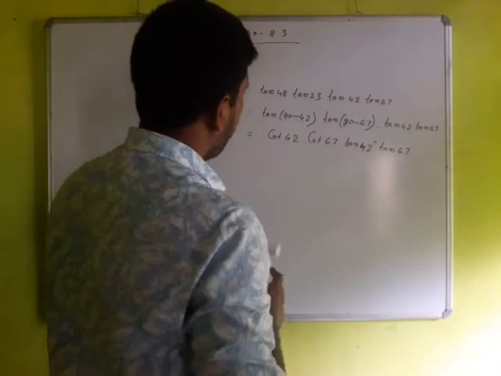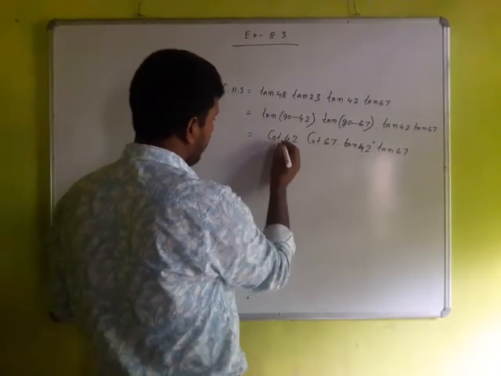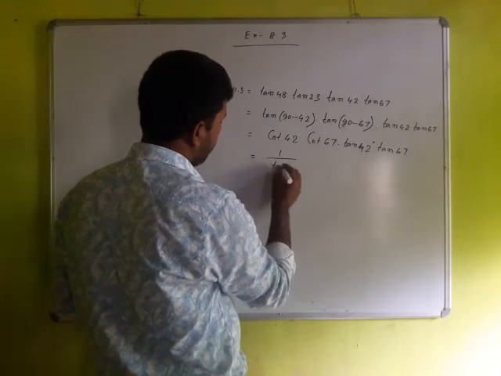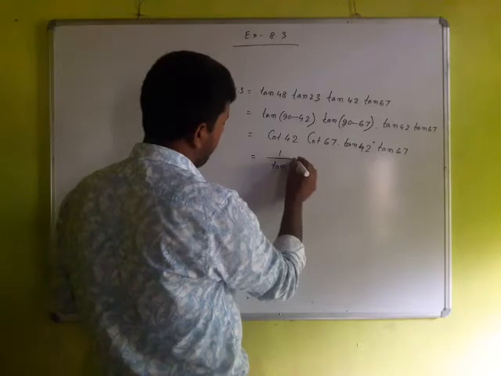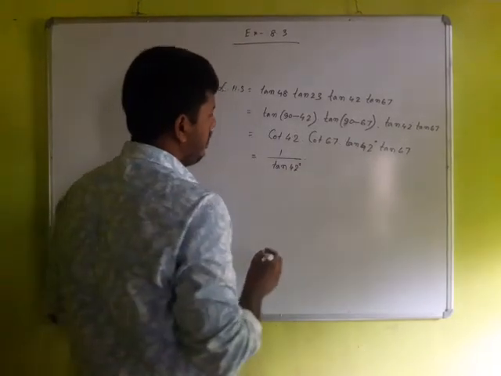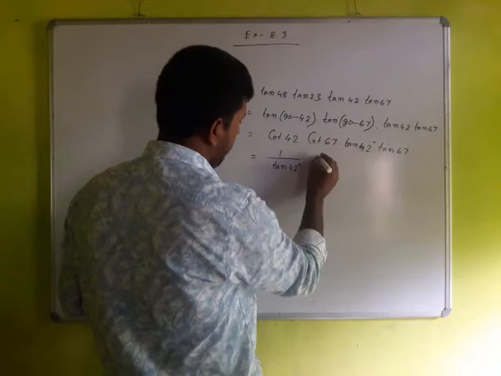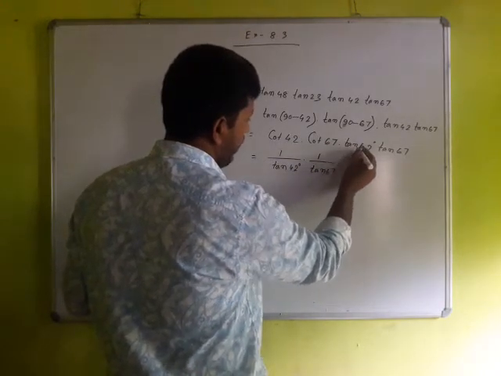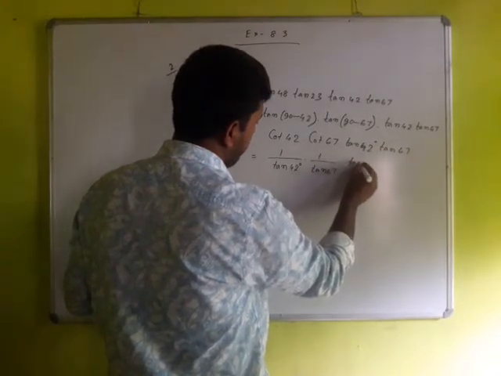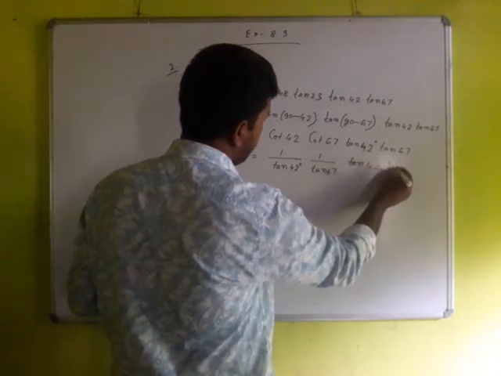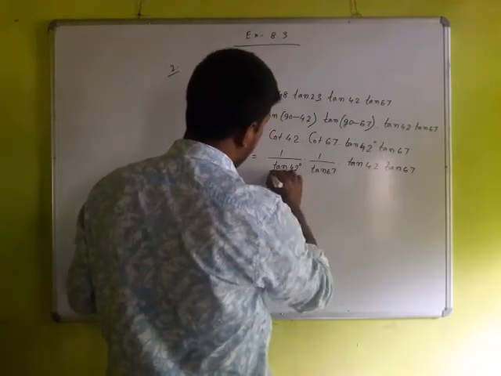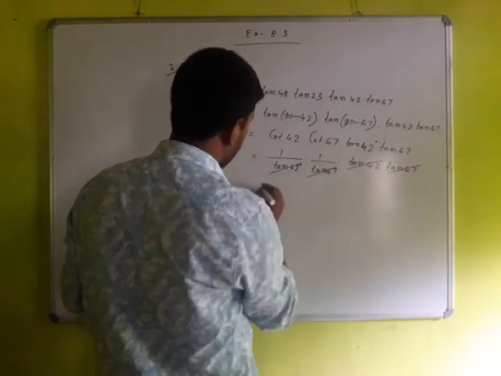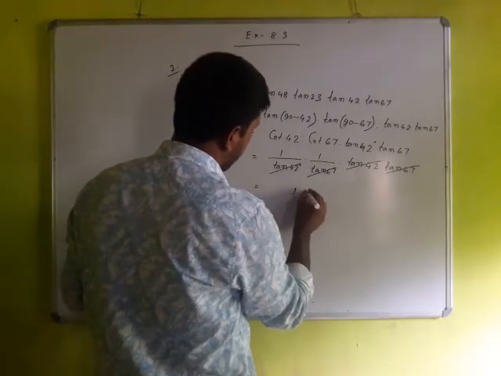So cot 42 can be written as, since cot theta and tan theta are reciprocals, that is, cot 42 can be written as 1 by tan 42. It's a formula we have uploaded earlier in the video. Cot 67 will be 1 by tan 67. Tan 42 tan 67 will remain the same. So tan 42 and tan 42 will be cancelled. Tan 67 and tan 67 will be cancelled. So 1 will be the answer.